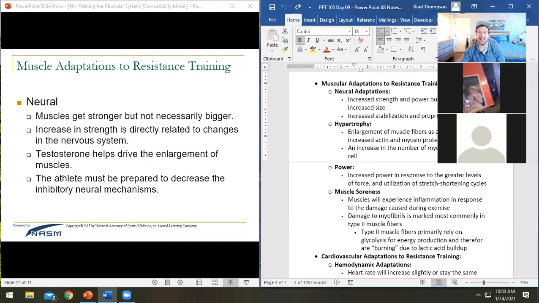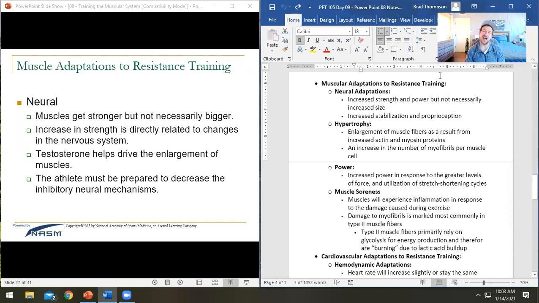All right. Let's take a look at our neural adaptations. Or I'm sorry, that's not true. Let's take a look at our muscular adaptations. So, let's say you start regularly participating in a strength training program. What are the adaptations? What's going to happen to your body? Well, this is where we're going to see neural adaptations.